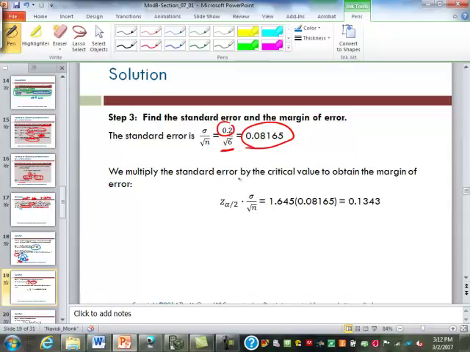So we multiply the standard error by the critical value to obtain the margin of error. So we had the critical value is 1.645. That was this. The standard error, that's this. Multiply those together and we get a margin of error of 0.1343. So that means this is going to be plus or minus 0.1343 from our point estimate.